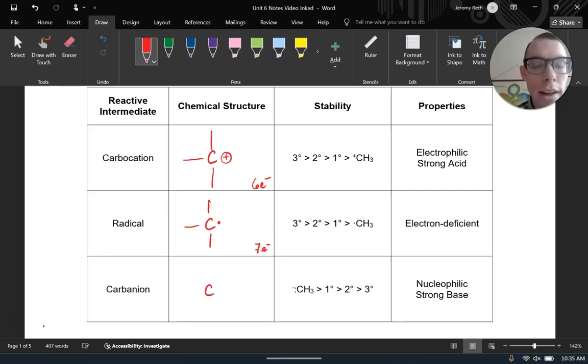A carbanion is going to be a carbon that has a lone pair and therefore a negative formal charge, and that gives you 8. So you can see the differences here between 6, 7, and 8 electrons: our carbocation with a positive formal charge, radical with no formal charge, and carbanion with a negative formal charge. All of these are intermediates and are not super stable.